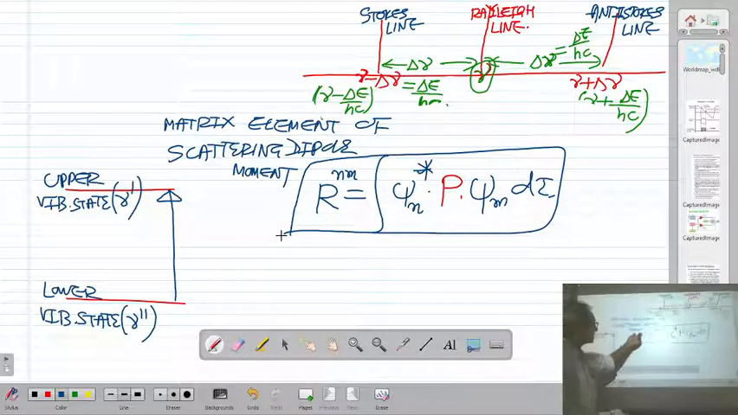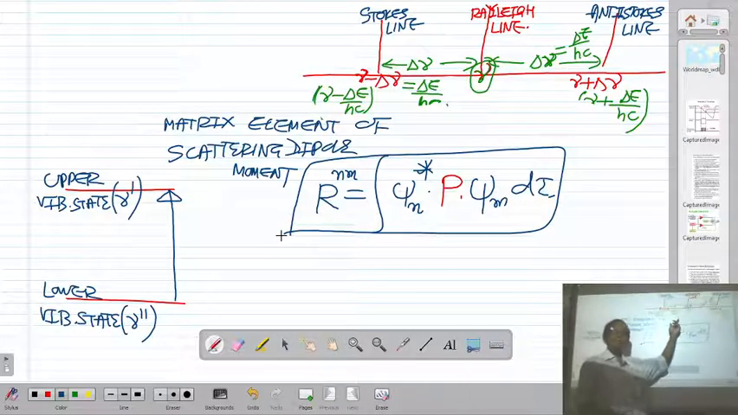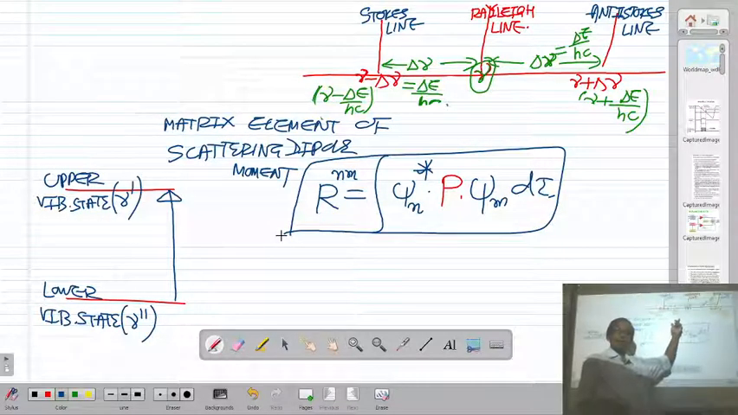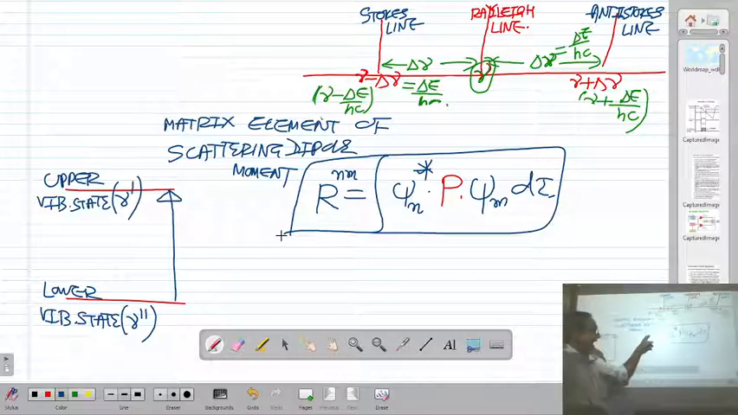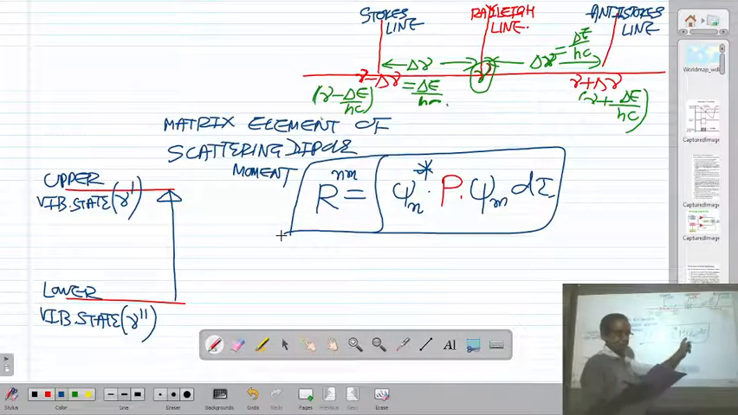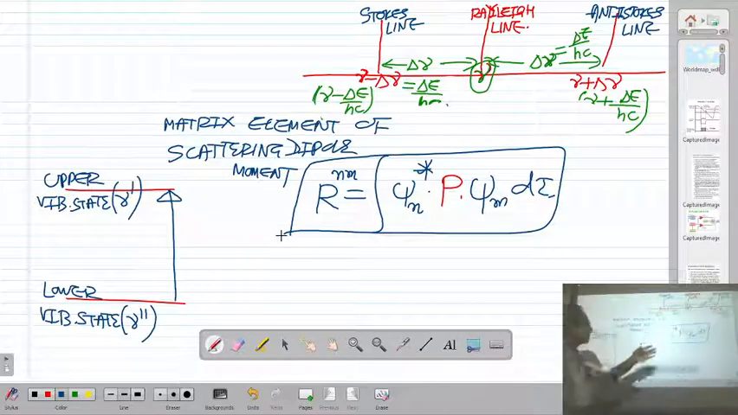Please try to remember this equation: the matrix element of the scattering dipole moment, denoted by R between two states n and m, is defined by the integral of psi n star, P, psi m d tau. I will now give the name of each term.